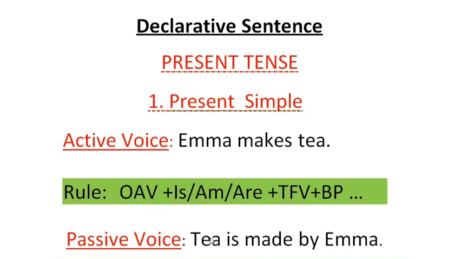Tea is the OAV. Again I am telling, tea is the OAV. Then comes is, am or are. As tea is third person singular, we select is. Then comes the third form of the verb: make is the verb, made is the third form. Then comes the by phrase, by Emma, the subject used here, with by placed just before it. So Emma makes tea is the active voice, and the passive voice is: tea is made by Emma.